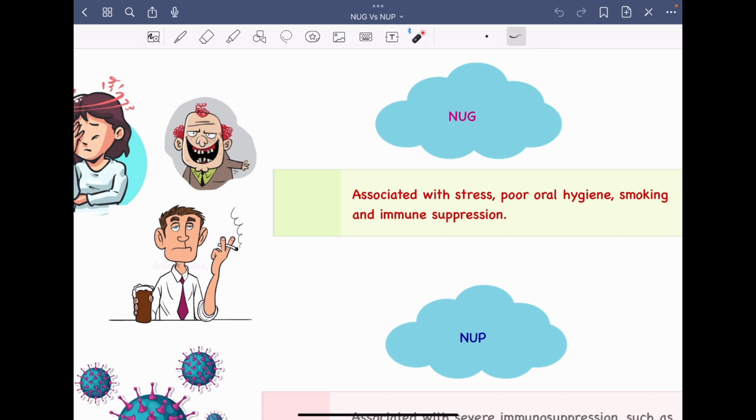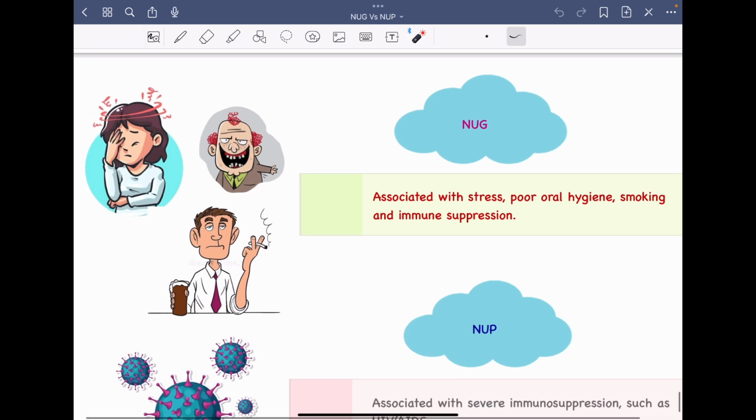Now immune suppression is characteristic of many diseases, right? For example, various lifestyle related disorders such as diabetes, right? Diabetes, number one cause where there is immune suppression which is seen. Then second, for example, cancers, multiple myeloma, acute myeloid leukemia, all these types of cancers wherein immune suppression is present, NUG may be present in such patients as well.